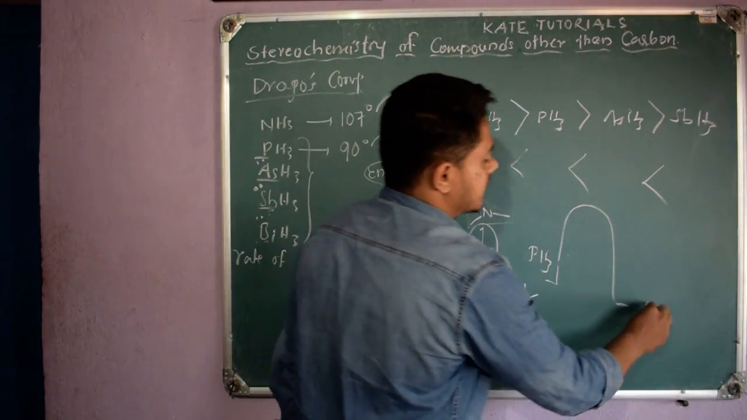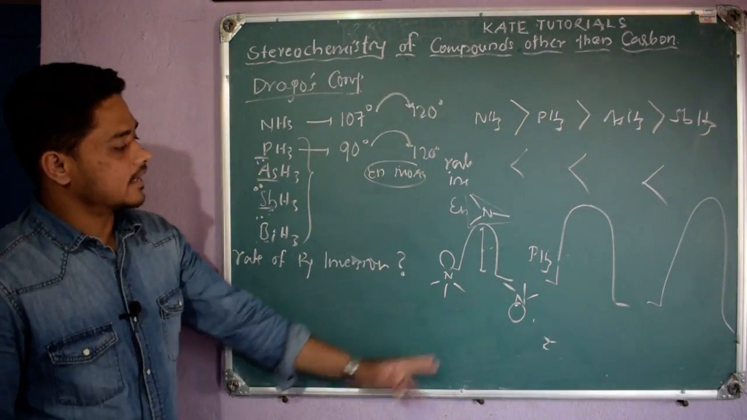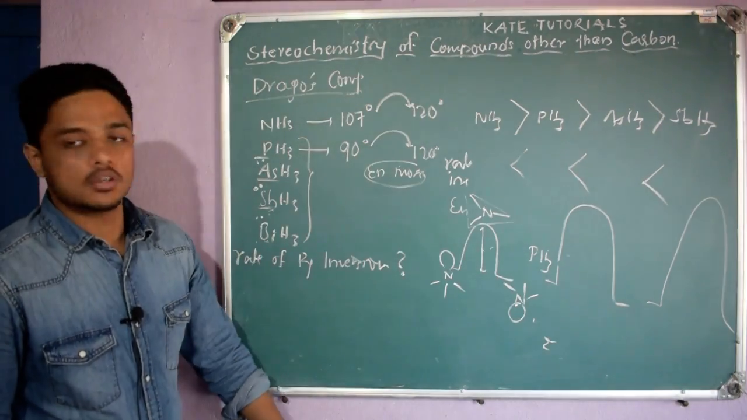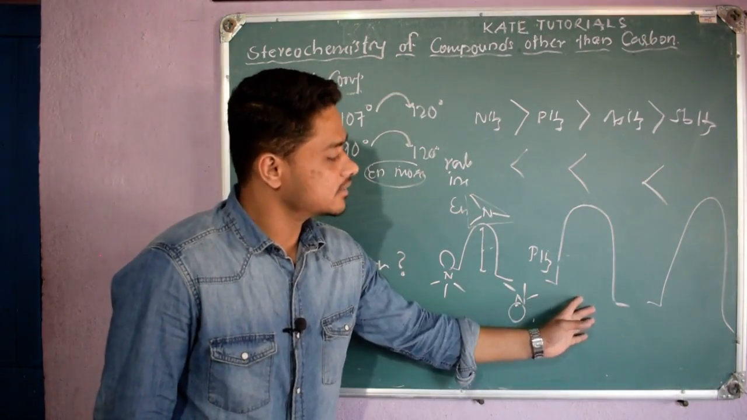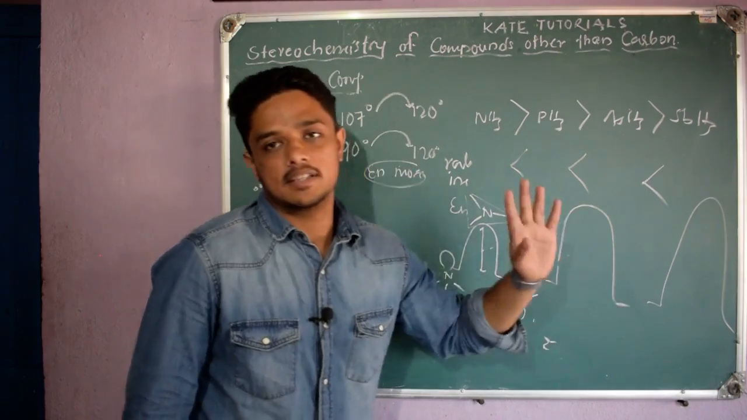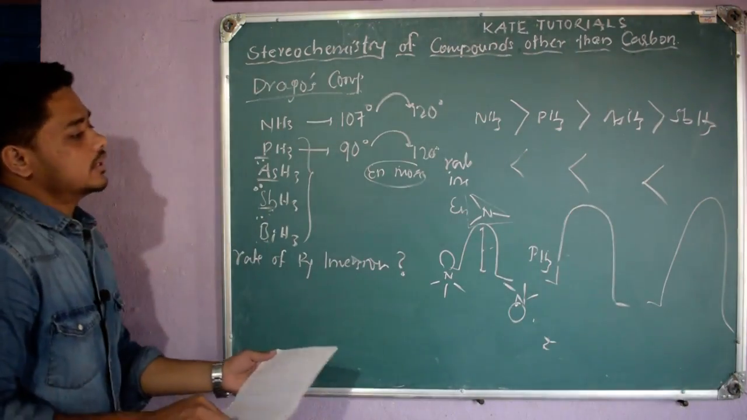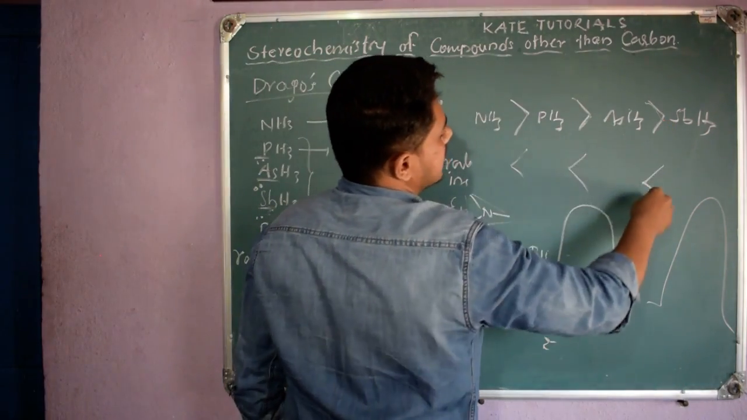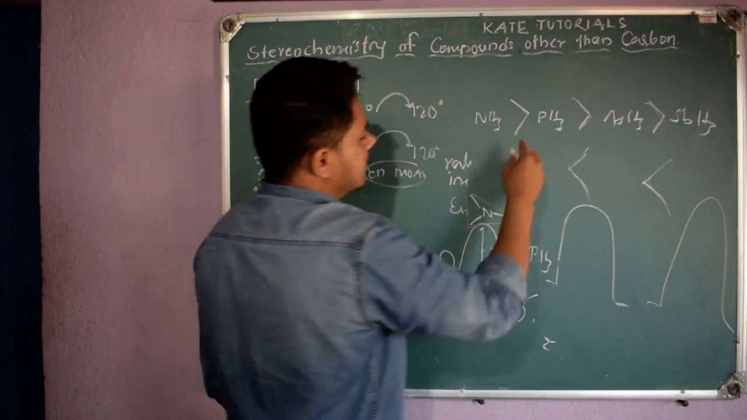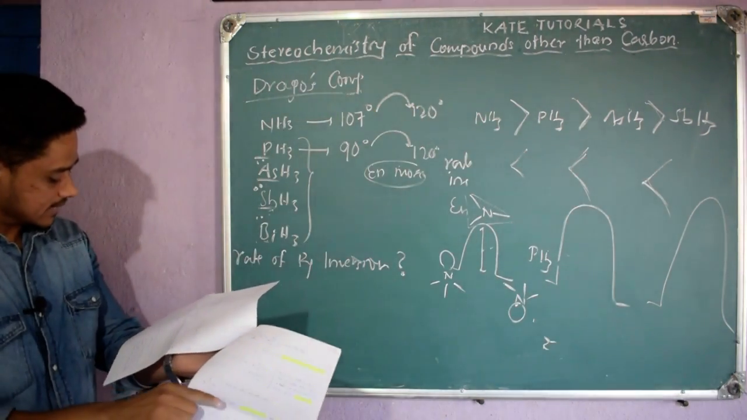For AsH3 again it is increased like this. So what happens? Here the rate of inversion will be more compared to this, right? And this is a little more compared to this. Like that they concluded, right? So if this is the rate of inversion, then the energy of inversion will be exactly the opposite of it, right? So we discussed so many things, right?